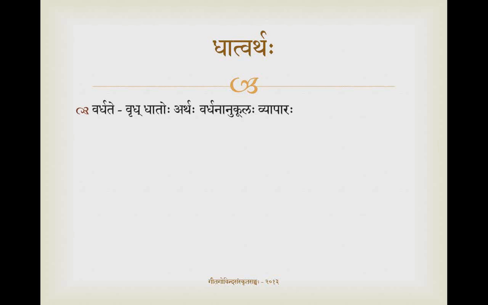Vardhate. So have that which grows. Vardhana anukulaha vyaparaha. So you have vardhanam which is growing. Say you have a small tree and it becomes a big tree. So you can see the effect. So it increases in size, say length, width, and it matures and so on. So that is the phala and the action which facilitates that is there. So both of those are given by the dhatu.